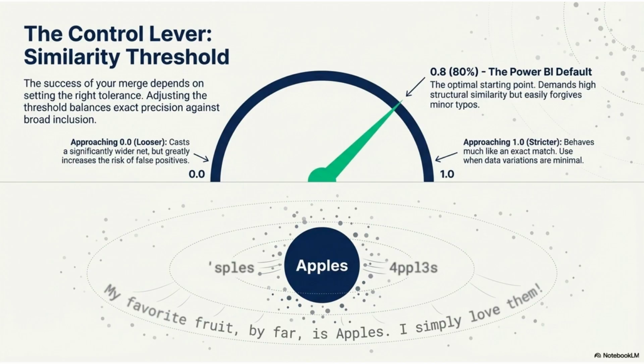To conclude, fuzzy matching helps match imperfect data. It improves data quality and accuracy. It is essential for real world analytics and it can be easily implemented using tools like Power BI and Python. If you are working with messy datasets, this is not optional, it's a must have skill.